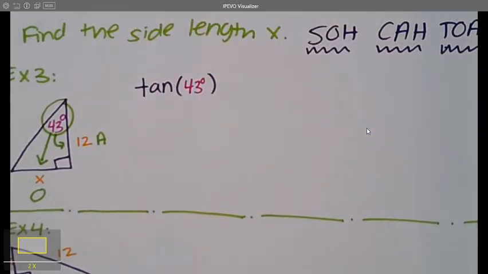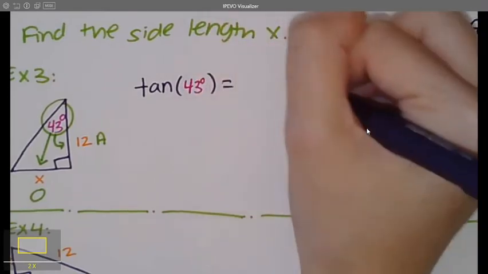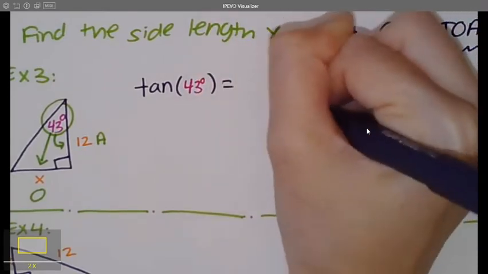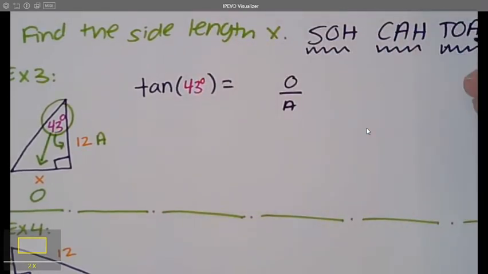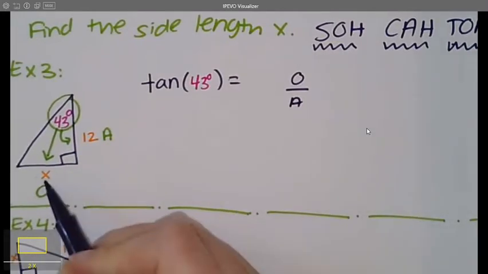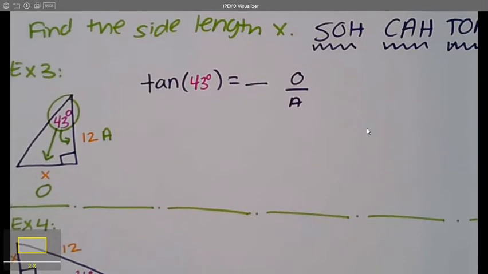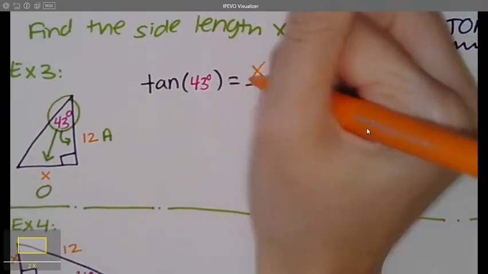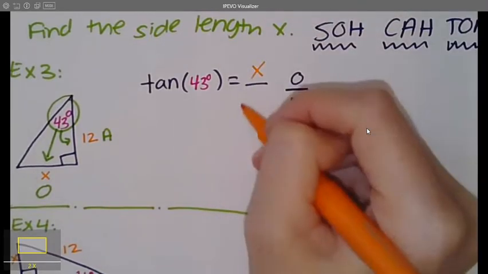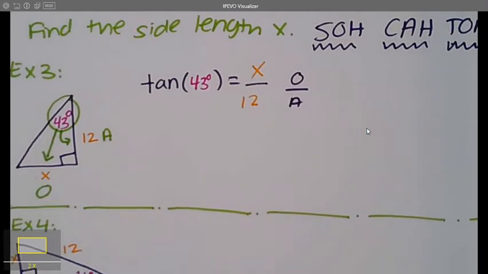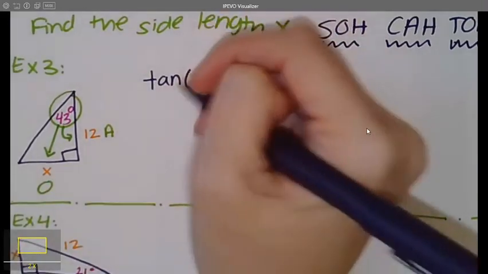Okay, and then this will equal, we're going to do the opposite over the adjacent. The opposite side is the side x. The adjacent side is the side 12. Now what we're going to do is solve for x. So I'm going to write tangent over 1 like this.